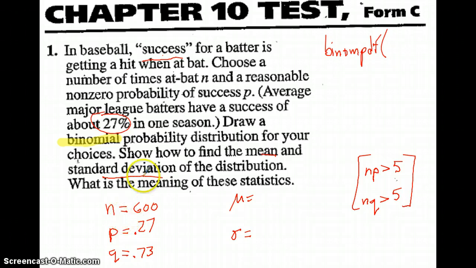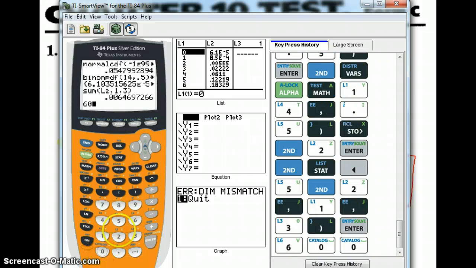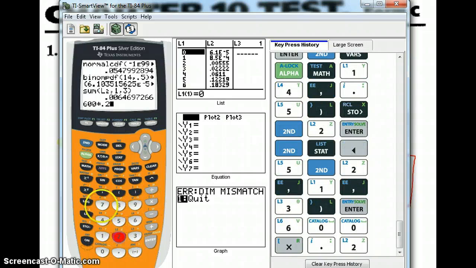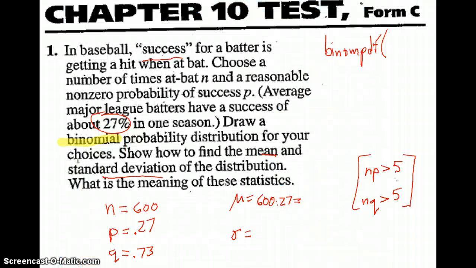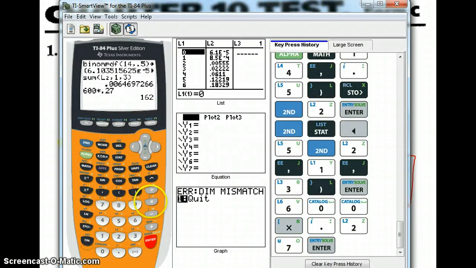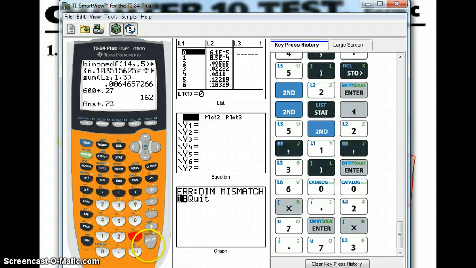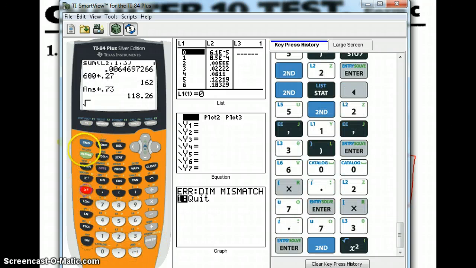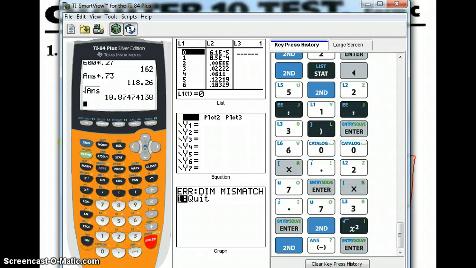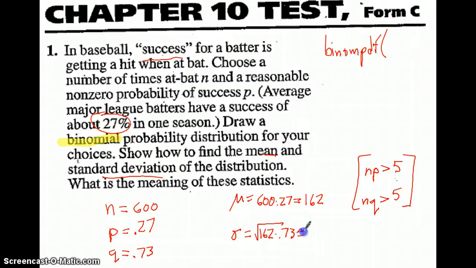All right, so then I guess the mean is just np, 600 times 0.27. It's how many of those do you expect to get as hits if it's 27% of 600. 600 times 0.27. That's how many of them should be hits, which is exactly 162. And the standard deviation is the square root of npq, which is 600 times 0.27 times 0.73, and then I square root that. It's approximately 10.87.